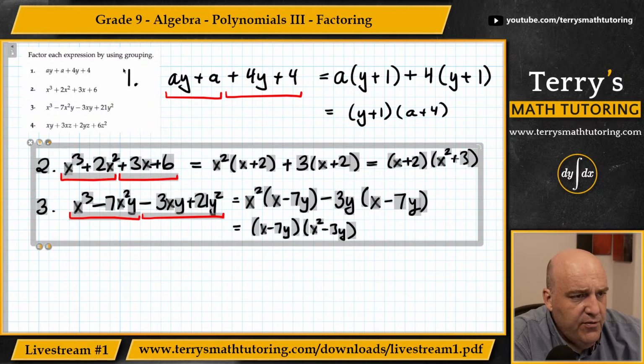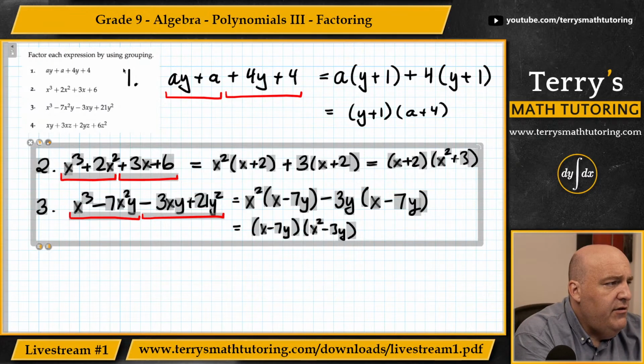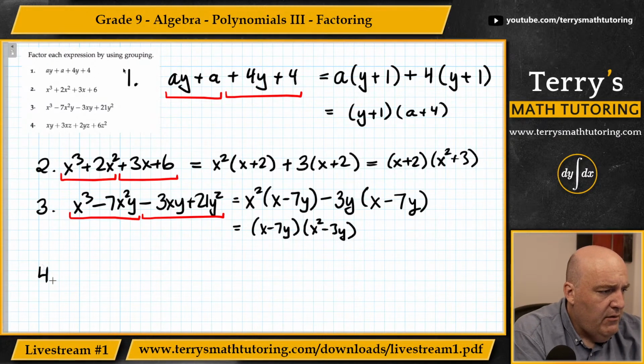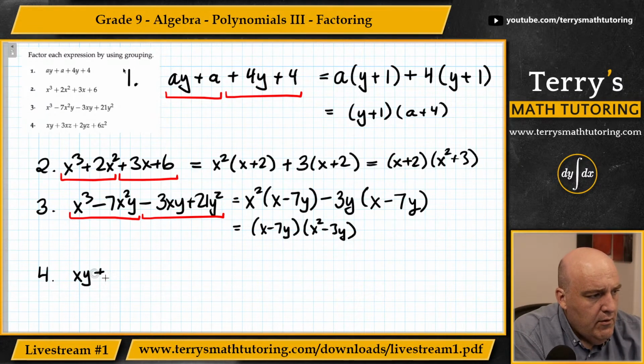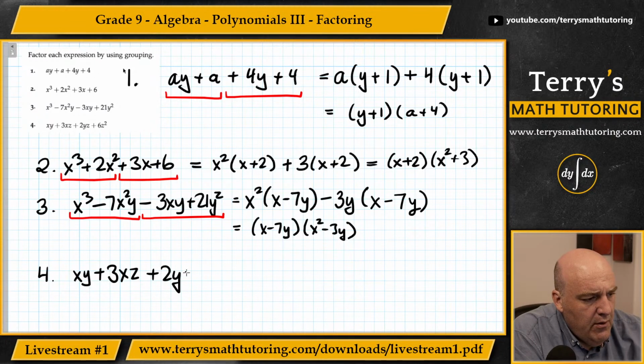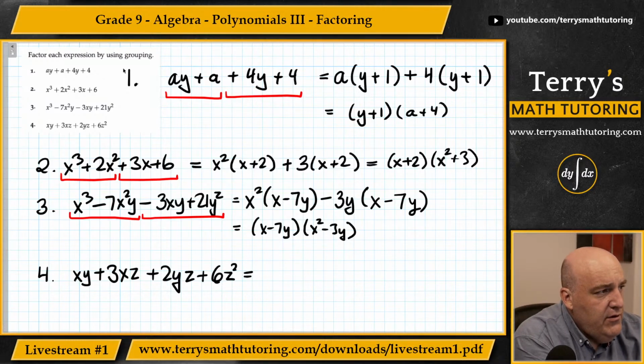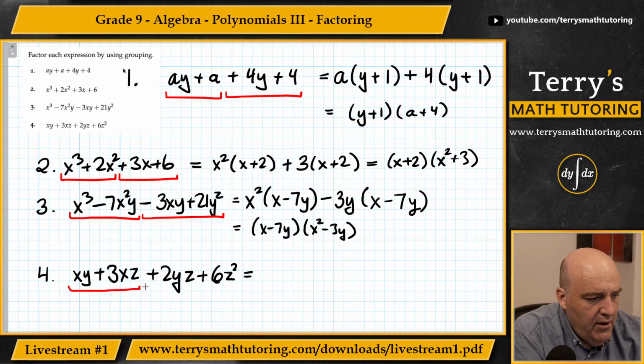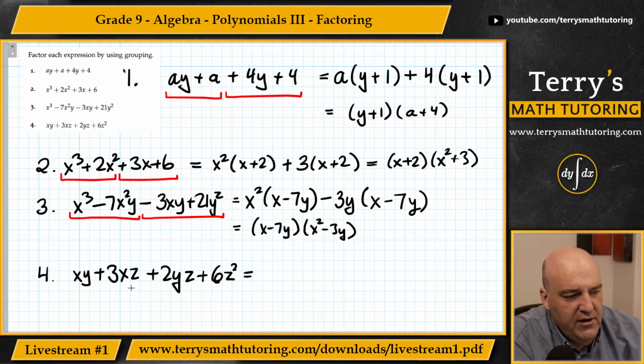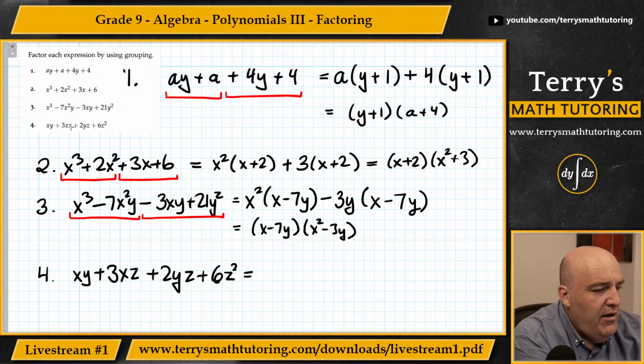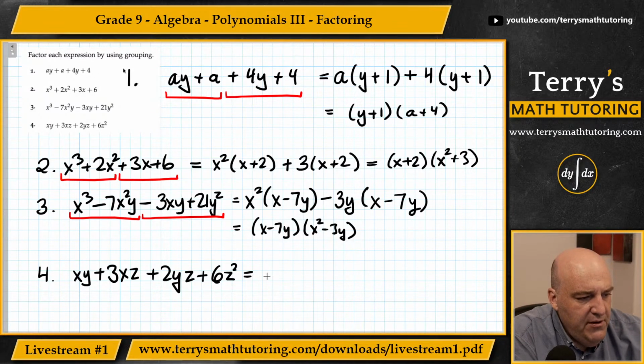All right, so number 4. Let's see what we have here. Let's look at these in pairs. How about we not even write it this time? We just think it. So we look at these two guys and we factor out what's common. That would just be the x, right? And then we get y plus 3z.